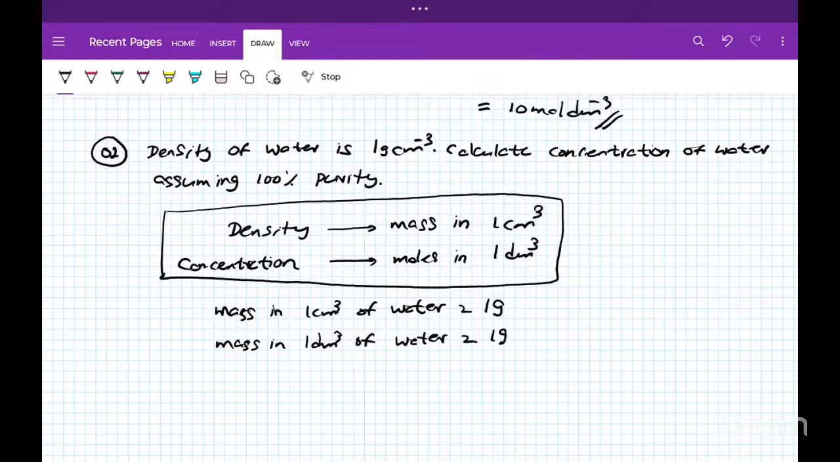So 1 gram into 1000 is 1000 grams. This is mass in 1 cubic decimeter. So I need to convert this into moles in 1 cubic decimeter. That would be the concentration, right? Moles in 1 cubic decimeter of water. This is the concentration of water.